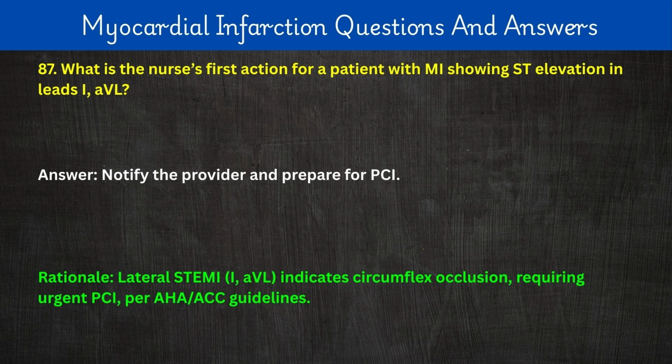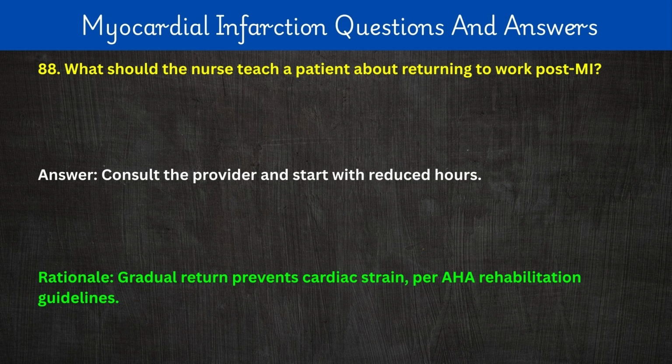AHA/ACC guidelines. 88. What should the nurse teach a patient about returning to work post-MI? Answer: consult the provider and start with reduced hours. Rationale: gradual return prevents cardiac strain, per AHA rehabilitation guidelines.